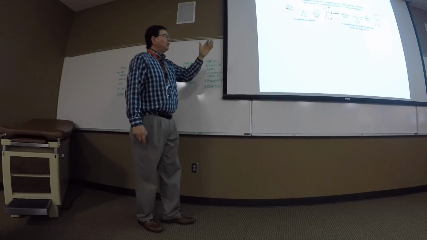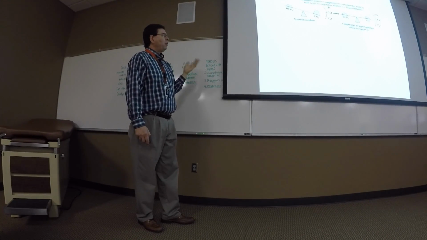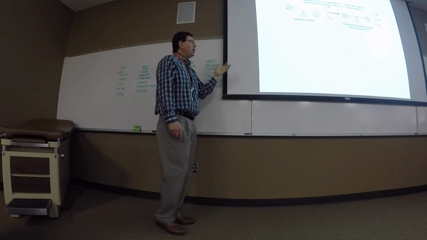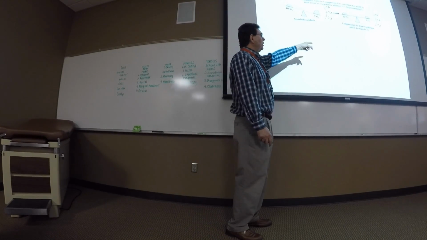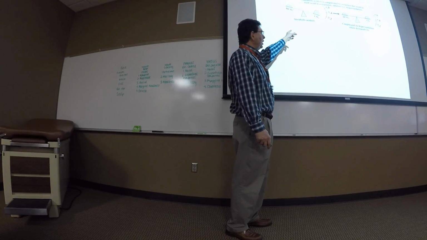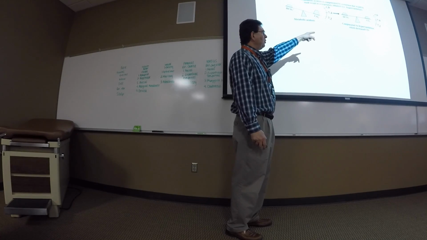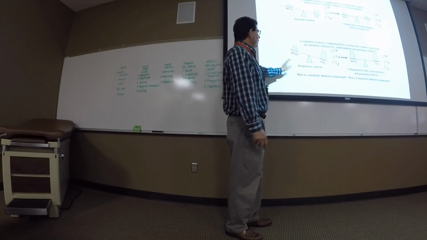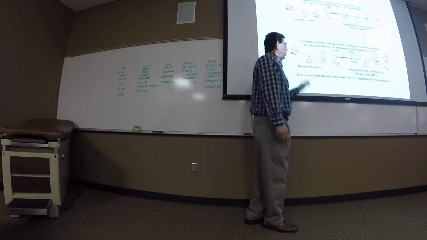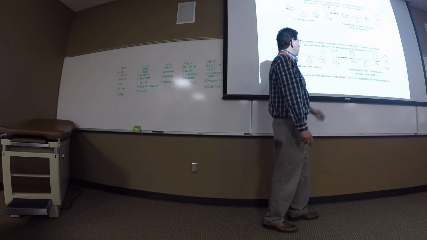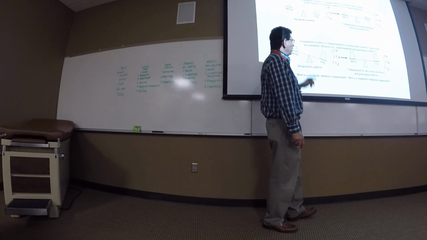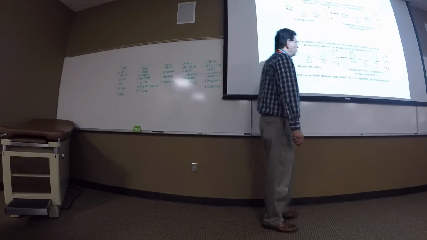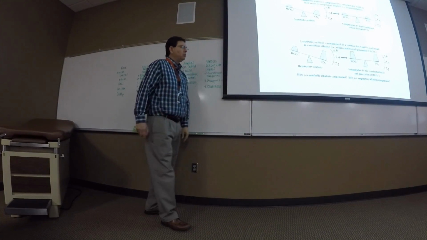And these show the compensation. Metabolic acidosis can be compensated by something that would normally cause a respiratory alkalosis, so hyperventilation. A respiratory acidosis can be compensated by something that would normally cause a metabolic alkalosis, which is generating bicarb.